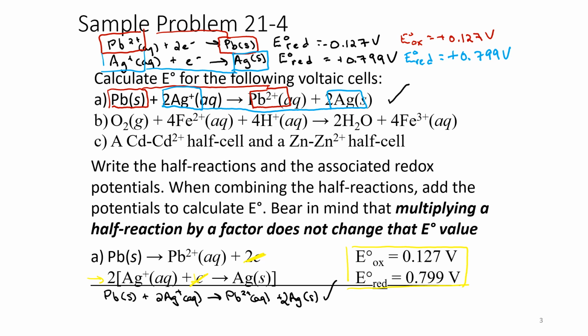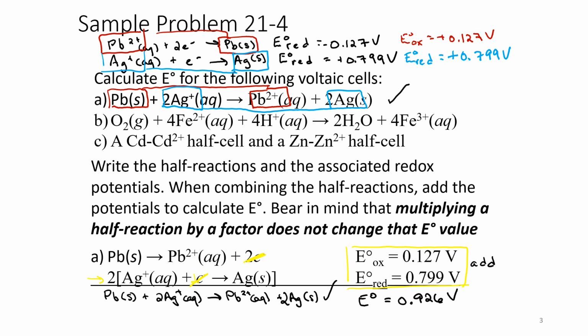And so if I want the overall standard voltage for this, I'm going to add the reduction and the oxidation together. So I'm going to add these two values together. And when I do so, my overall E naught, the voltage for this, is 0.926 volts. That's all we have to do.